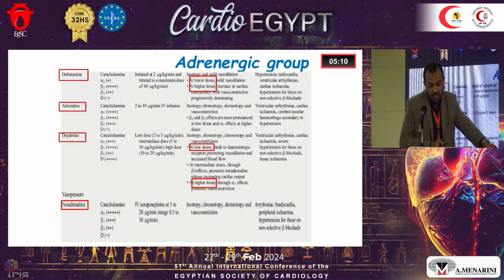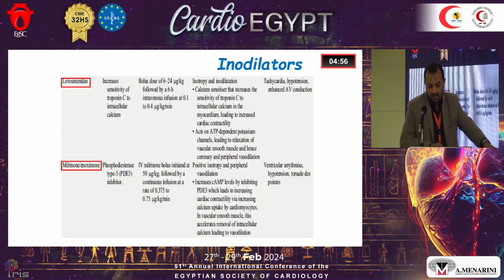Adrenaline is also the same. Dopamine at low doses is dopaminergic, then inotropic, then vasopressor. Noradrenaline is the same; it's mainly an alpha-1 agonist. All of them can cause ventricular arrhythmias and cardiac ischemia. Inodilators like levosimendan and milrinone: levosimendan acts through troponin C and intracellular calcium. It also causes tachycardia, hypotension, and enhanced AV conduction. It's a calcium sensitizer. Milrinone is a phosphodiesterase type 3 inhibitor.